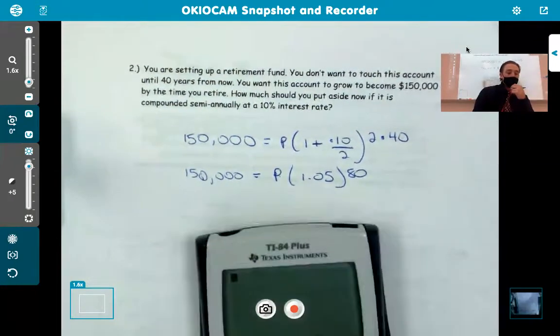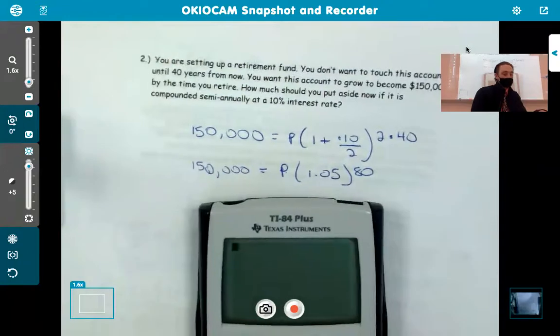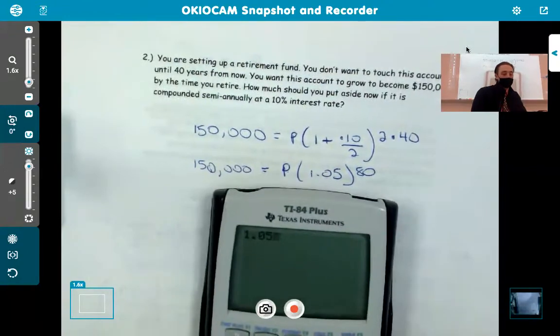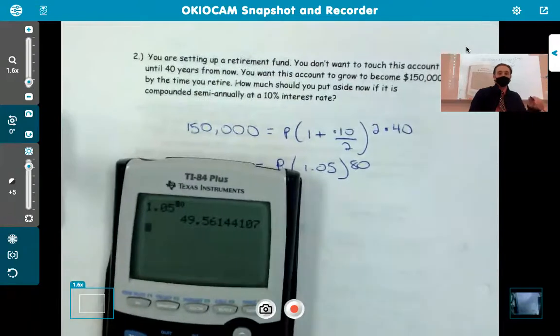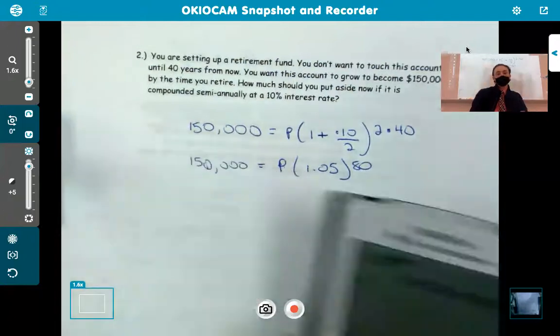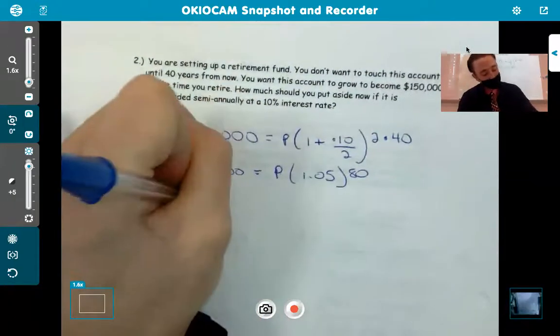So in this example, I don't need to compare anything. I can just go through and solve this as is. So I'll do 1.05 raised to the 80th power, and I get 49.56144107. Well, if I'm rounding that to the nearest thousandth, what is the value there? I'm rounding this number to the nearest thousandth. Good. So 49.561.